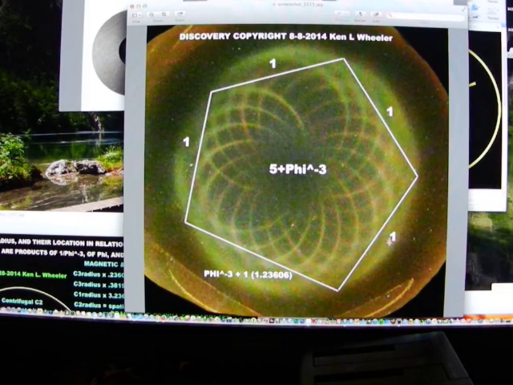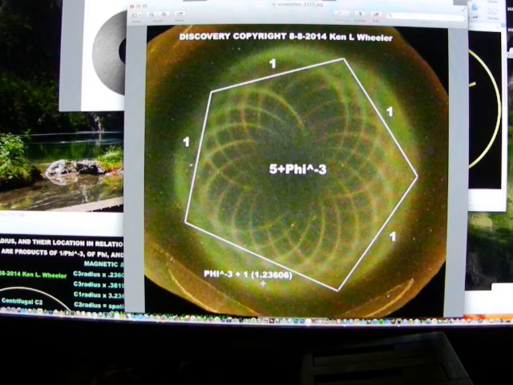1, 1, 1, 1, and 1 plus phi to the power of negative 3, which is 0.23606, or phi to the power of negative 3 plus 1, which is 1.23606, the total of which is 5 plus phi to the power of negative 3, or phi cubed plus 1. So, you can see our five lobe patterns here. This is the only way centripetal, and yeah, I should stop making these videos at 6 o'clock in the morning.